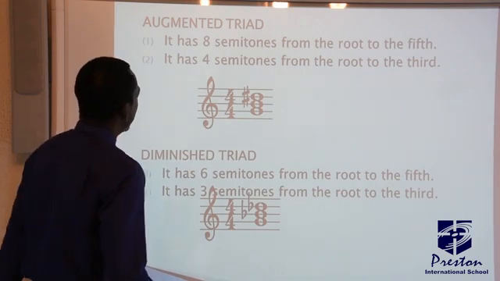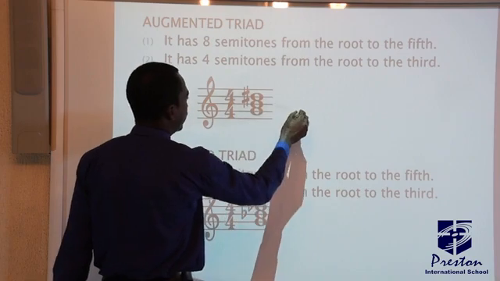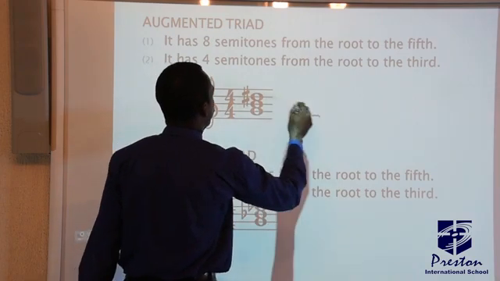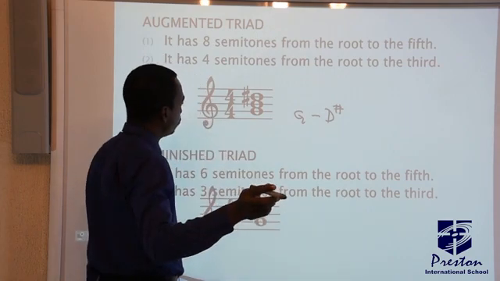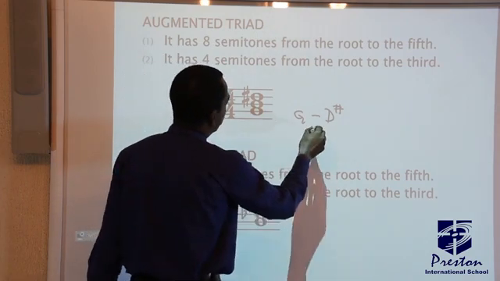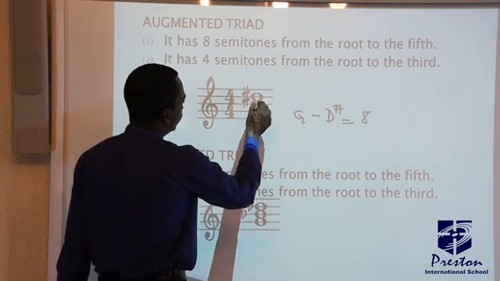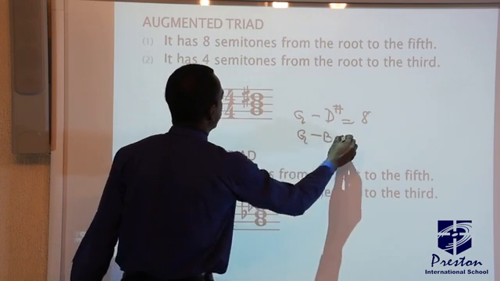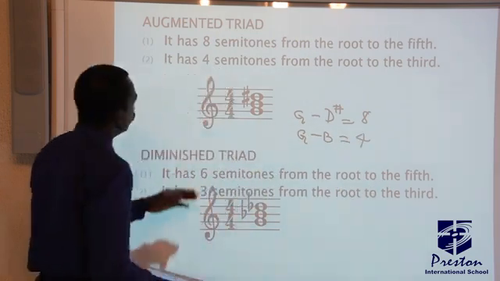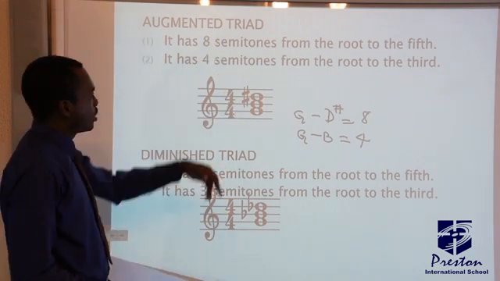Then for augmented triad, it has 8 semitones from the root to the fifth. From here, this is G to D sharp. You find out by using your keyboard, and you discover that it's going to give you 8 semitones. From G to B, root to the third, it's going to give you 4 semitones. So if you have something like this, it will always give you an augmented triad.